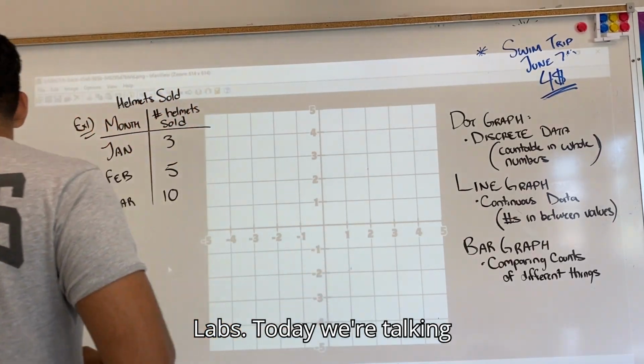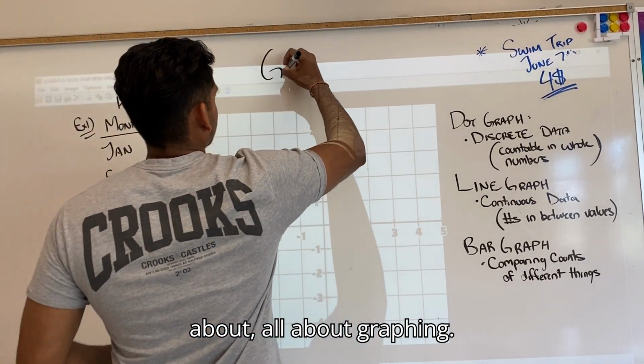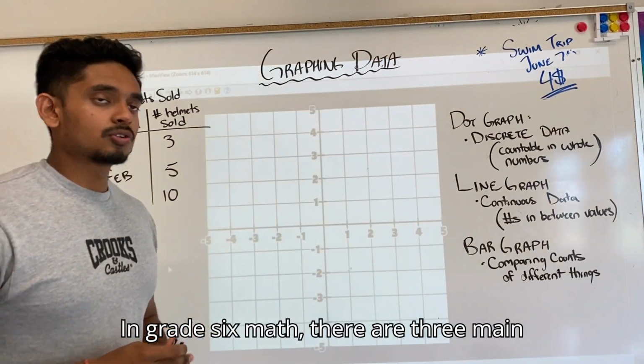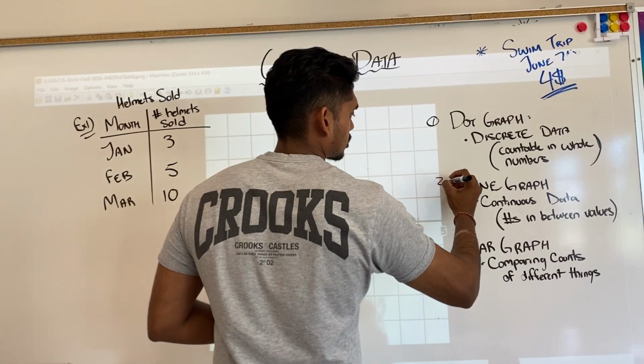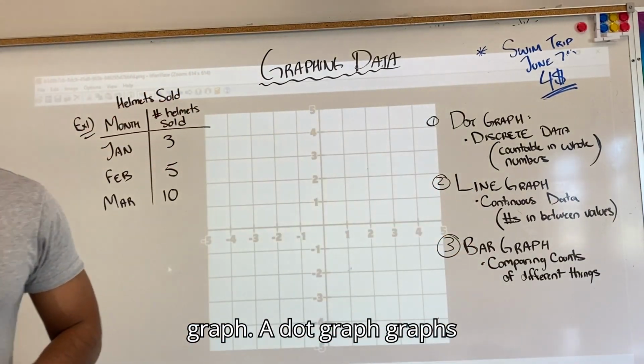Today we're talking all about graphing. In grade 6 math, there are three main types of graphing. You have a dot graph.